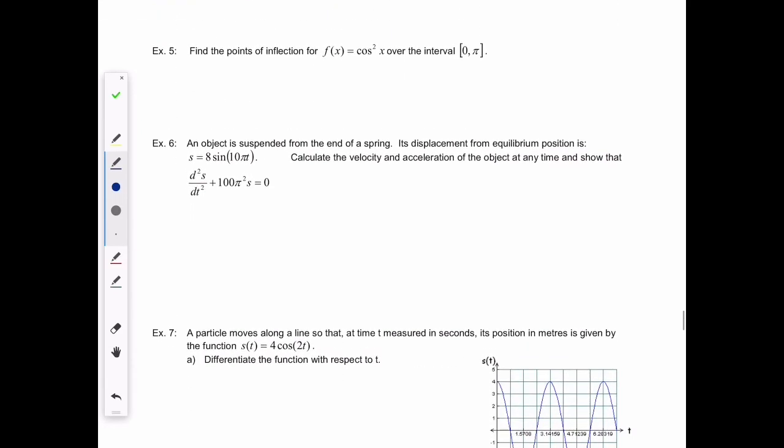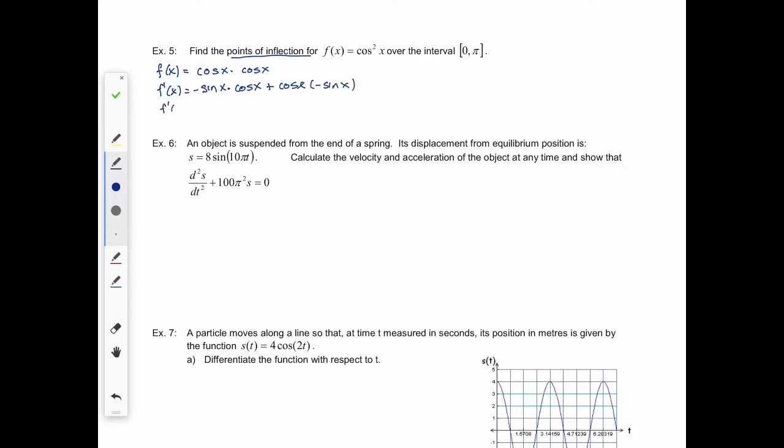For the next example, it's asking us to find the points of inflection. So when I ask for points of inflection, we know we have to do a double derivative. Before I start, I'm going to pretend I don't know the formula, which is cos squared of x. I'm going to say that f of x is equal to cos of x times cos of x. So when I do its derivative now, I'm going to take the derivative of the first part, which is negative sine of x times cos of x, plus we have the cos of x times negative sine of x.